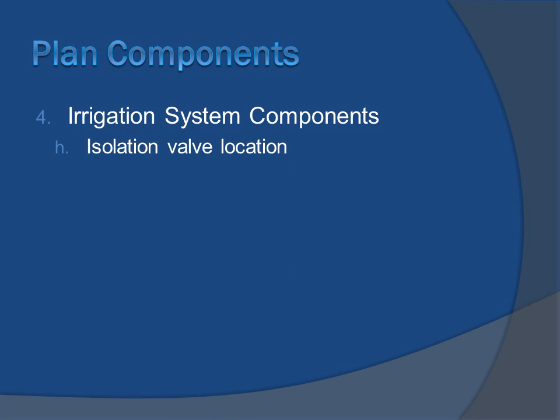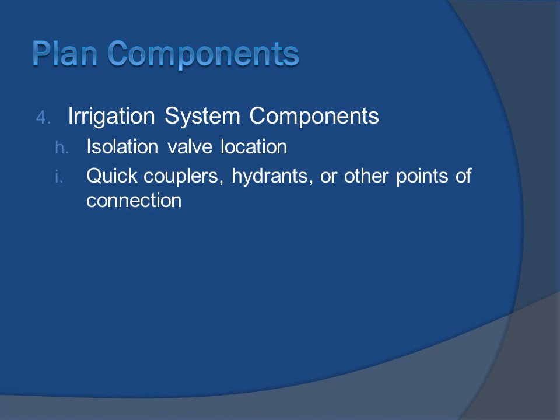Isolation valve location, where are they at? Quick couplers, hydrants, or other points of connection. Quick couplers, those are nice. You can actually go in and stick in a quick connection, and then you can have a hose hooked up to it, like a hose bib connection.